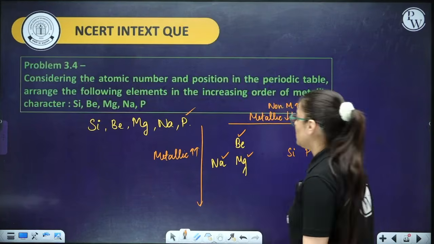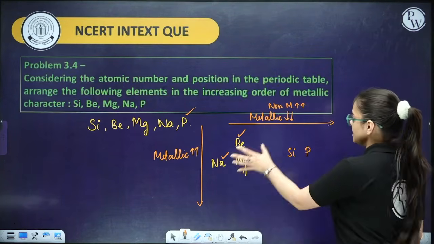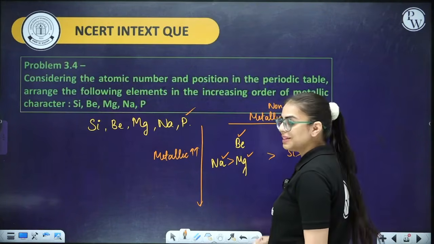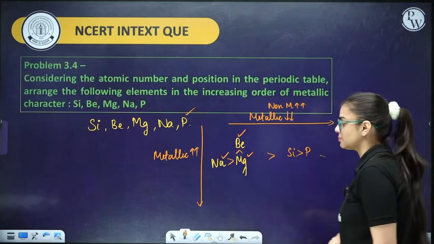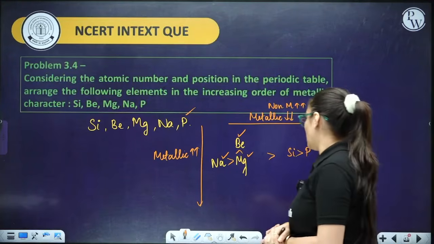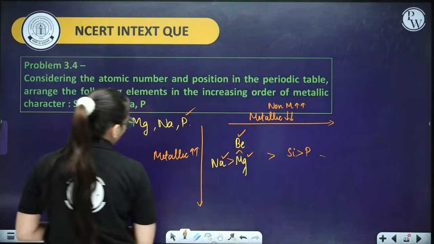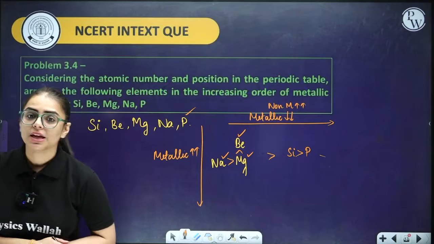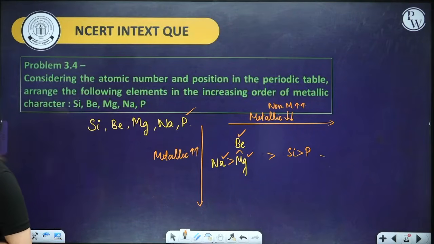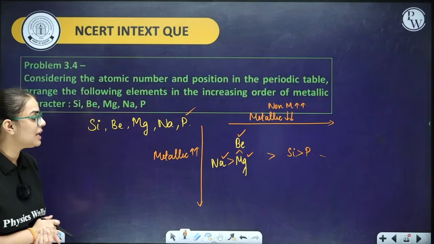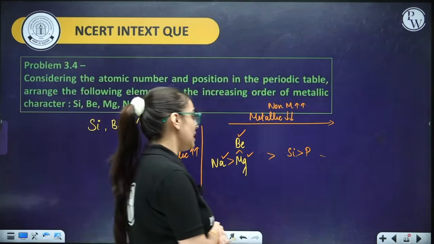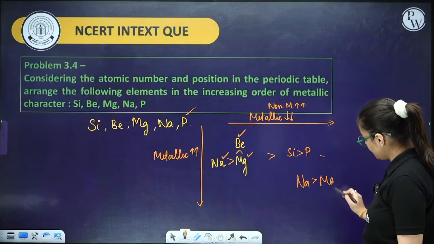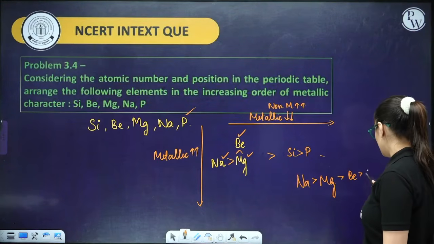See, now we have this trend over here. Here, metallic character decreases. That means this is going to be the order. And from top to bottom, it increases. So this is going to be the order. We have a total of 5 elements. The highest one will be of whom, ma'am? The highest one will be of sodium. Then magnesium. After that, what will we have? We will have beryllium and then silicon, and at last phosphorus. So it is sodium, magnesium, beryllium, silicon and phosphorus.